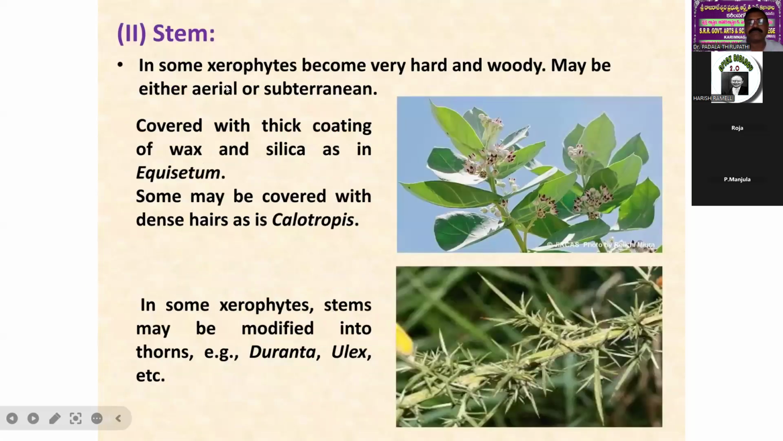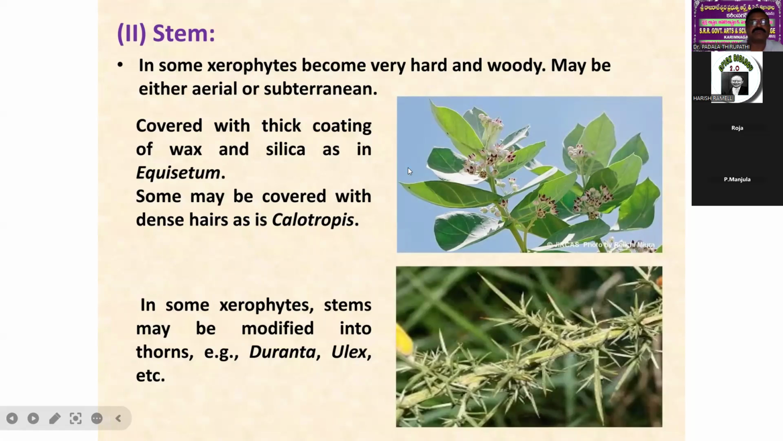Next is the stem. In some xerophytes, the stems become very hard and woody and may be either aerial or subterranean. They are covered with a thick coating of wax and silica, as in Equisetum, and some may be covered with dense hairs, as in Calotropis.